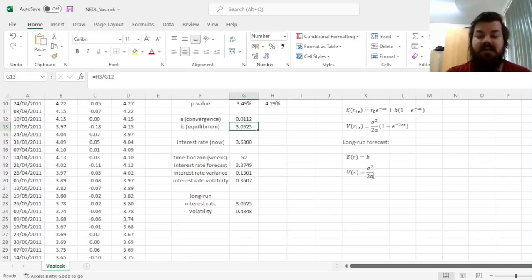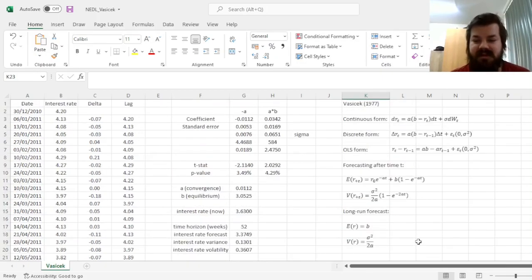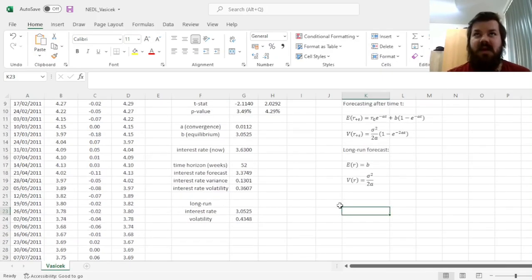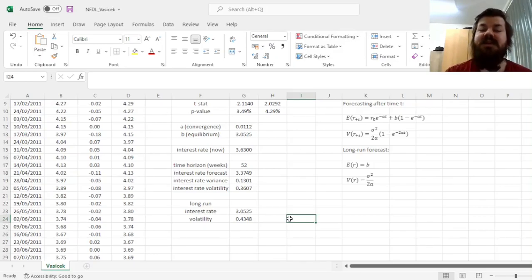And if convergence speed is very fast, so the turbulence that we model using the sigma parameter is being decayed quite rapidly, then the long-run volatility, or indeed the volatility over the course of a particular period, would be smaller. And that is how to use the Vasicek model to study the dynamics of interest rates, as well as to forecast interest rate dynamics in terms of mean and volatility.